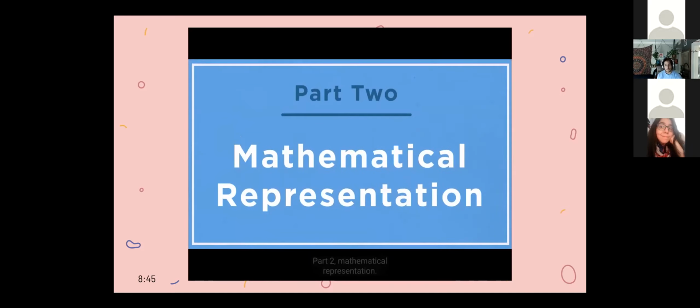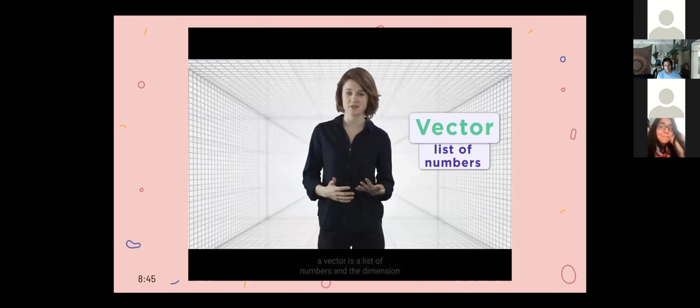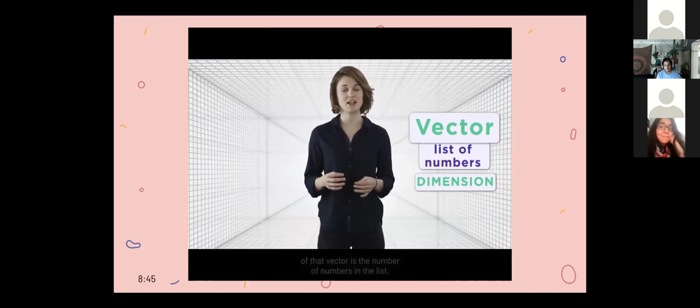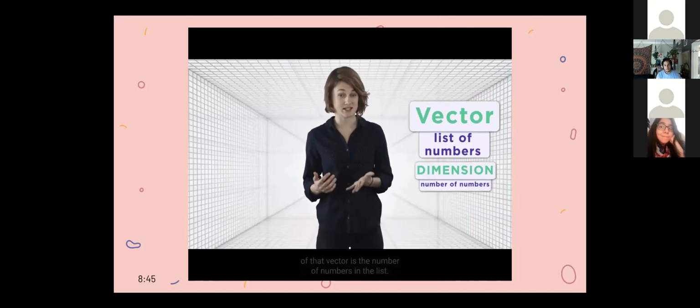Part 2, mathematical representation. A vector can be a pretty abstract concept in mathematics, but for our purposes, we'll just say a vector is a list of numbers, and the dimension of that vector is the number of numbers in the list.